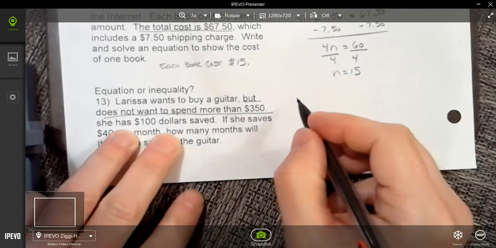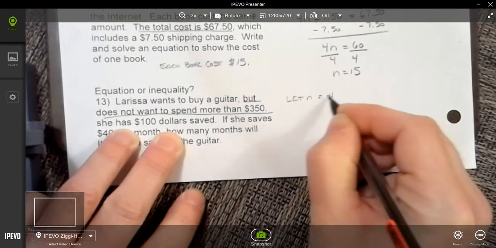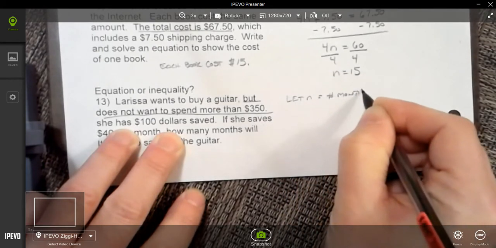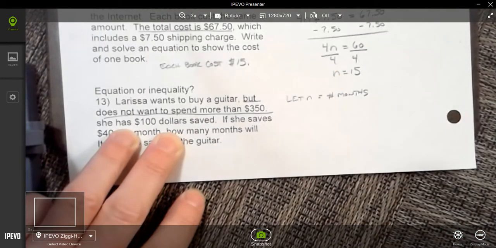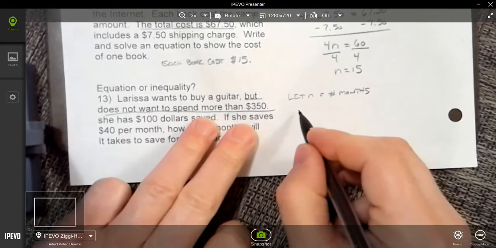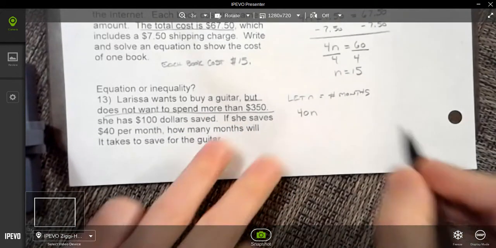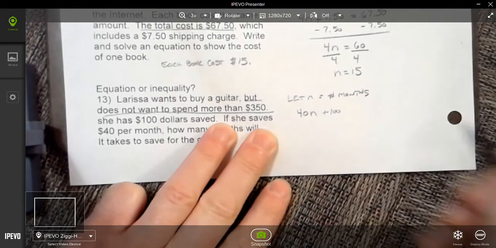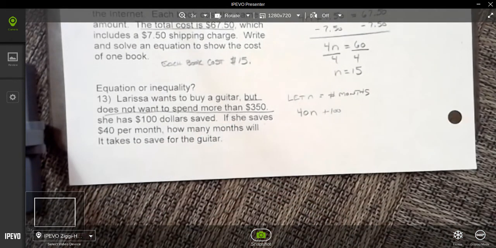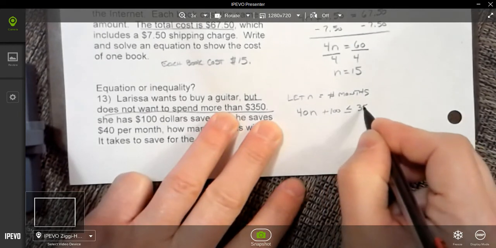So again, I'll start with my let statement. In this case, I'll say let n equal the number of months, because that's what we're interested in finding. And then we know that she's saving $40 per month. N is my month, so I'm going to have 40 times n. She has $100 saved, so plus 100. And she doesn't want to spend more than $350, so that could be less than or equal to $350.